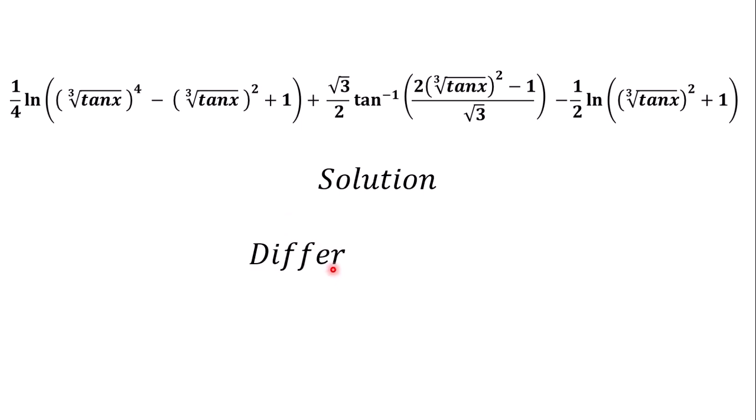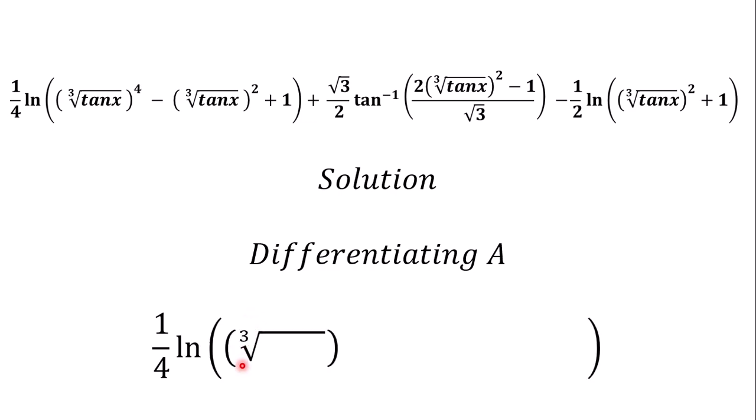Differentiating A. And remember, this is our A, this is our B, and this is our C. Now let me put down A for you. Already you are seeing it, this one as A, then this one as B, and then the other one as what? C. Good. Now this is our A.